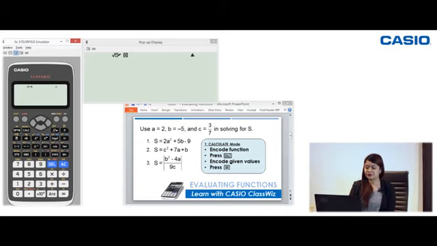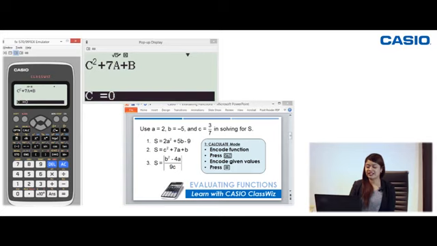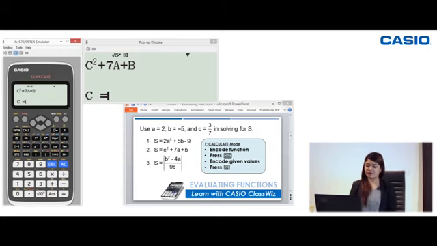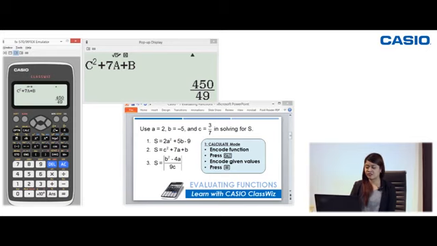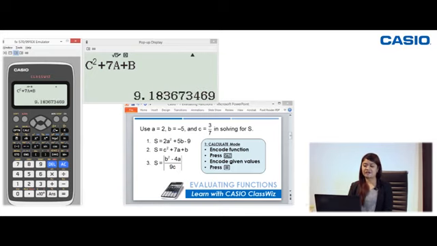Going to the second example, we have S is equal to C squared plus 7A plus B. Now we have an additional variable and we calculate again. C is equal to 3/7. In this case, we have C is equal to 3, we press the fraction sign, and 7, press equals, and input the values again for A is equal to 2 and B is -5, which was our value earlier. And we get 450/49. If we want to express this in decimal, we can press the S to D key and get 9.18.